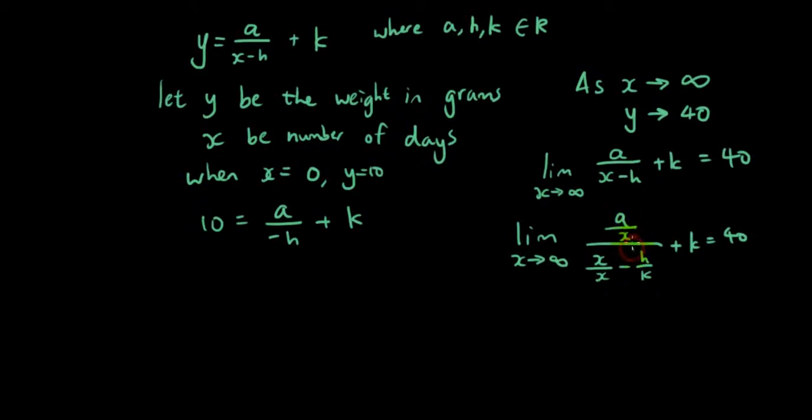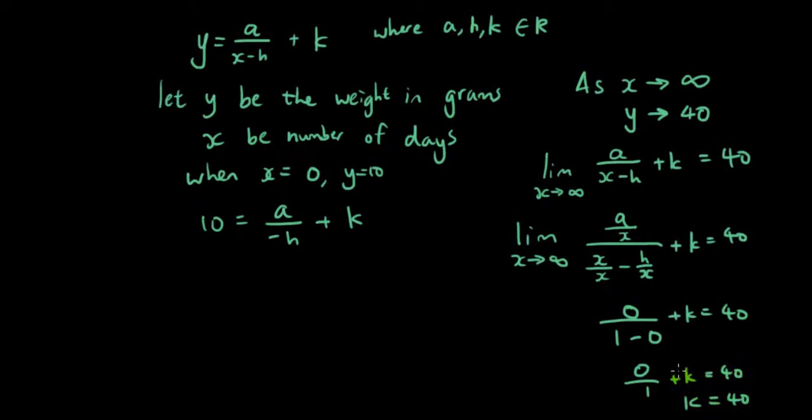So a divided by x then turns into 0. Divided by 1 minus h divided by x. Sorry, I made a little typo there. This is supposed to be x. And that's 0 again, plus k is 40. So 0 over 1 plus k is 40, so k is 40.